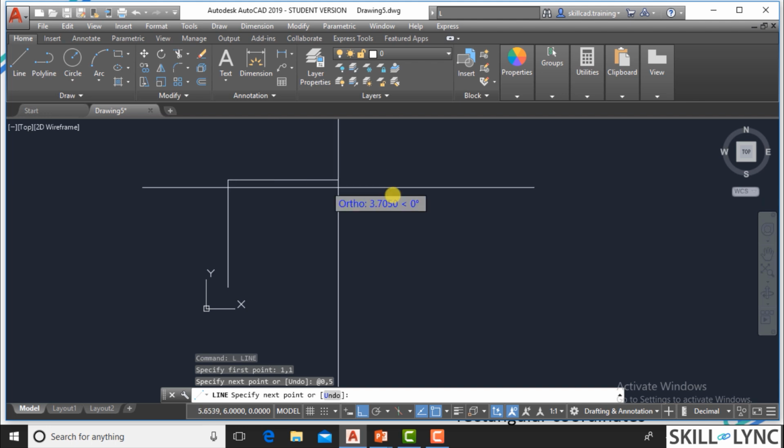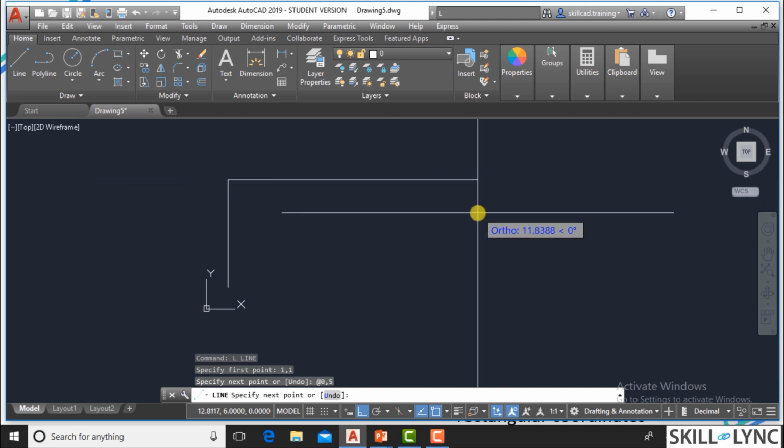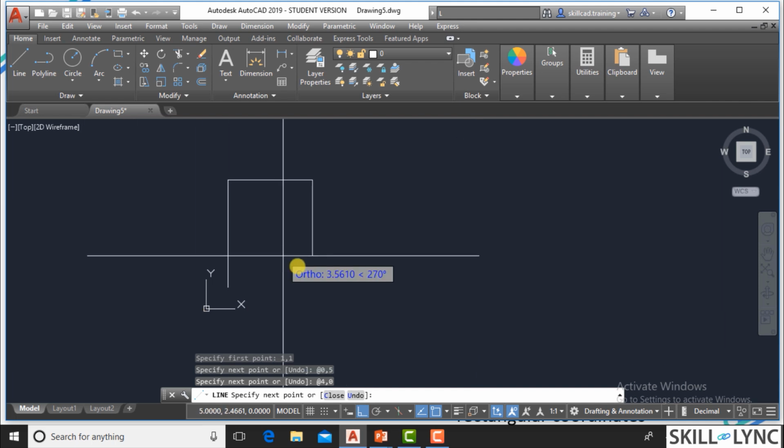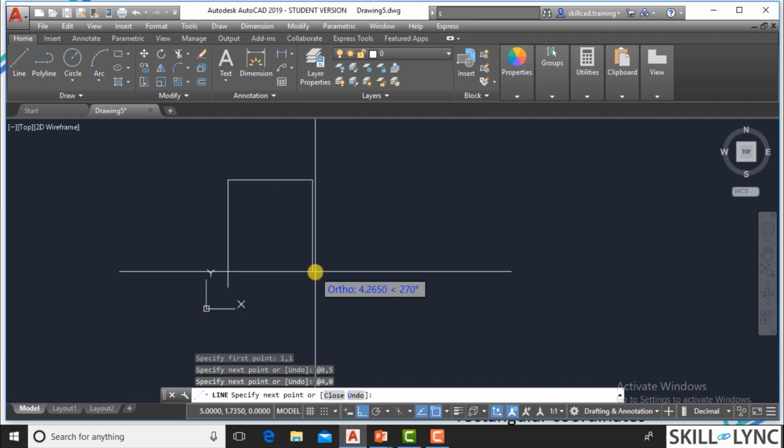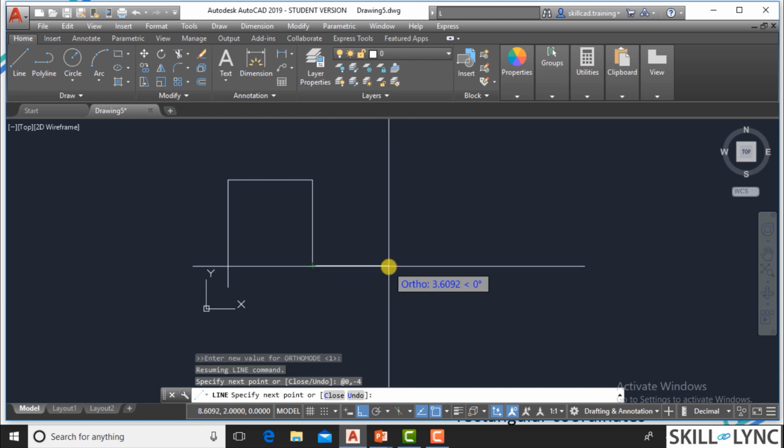Now you want to move in the x direction in the positive direction, so @4,0: 4 units in x and 0 in y, so you're here. If you want to come down in the y direction by 4 units, you say @0,-4. So that's how it works.